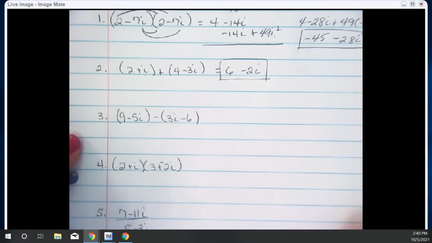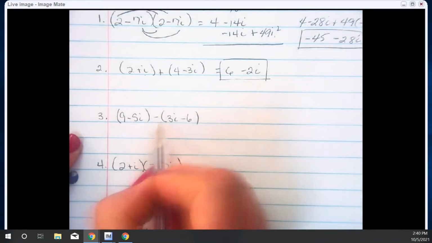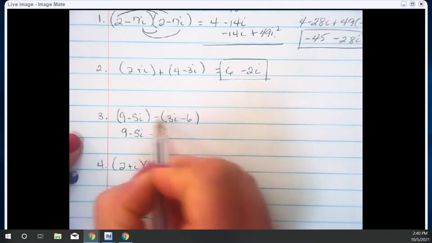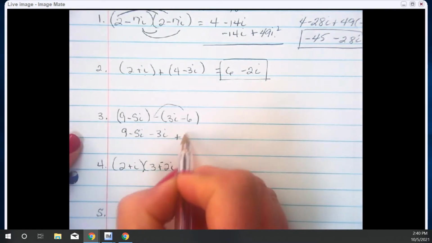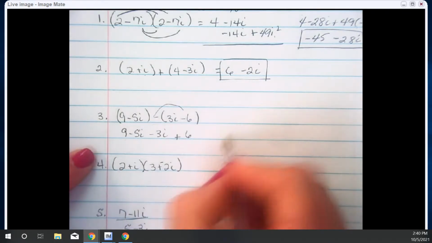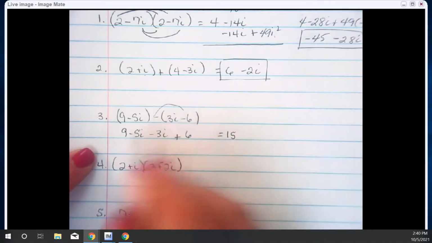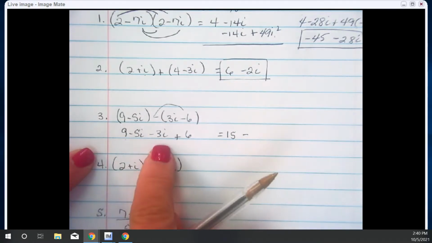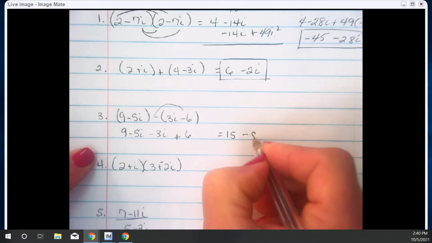With problem number 3, you want to make sure that you distribute this negative. 9 minus 5i minus 3i plus 6. And then combine like terms. The real number part is 15, 9 plus 6. The imaginary number part is negative 5 minus 3, which is negative 8i.